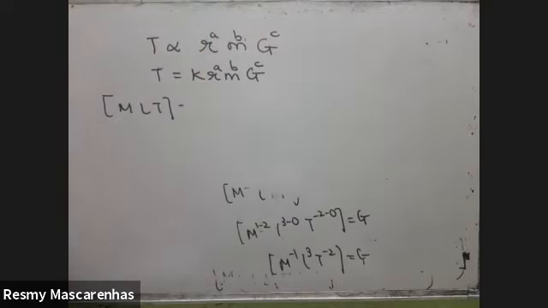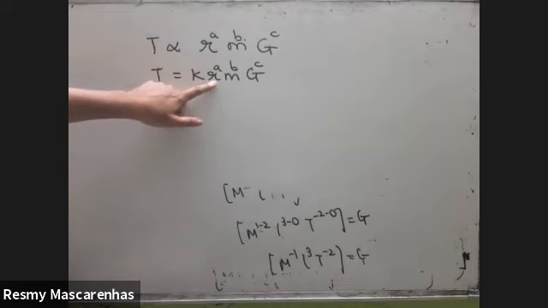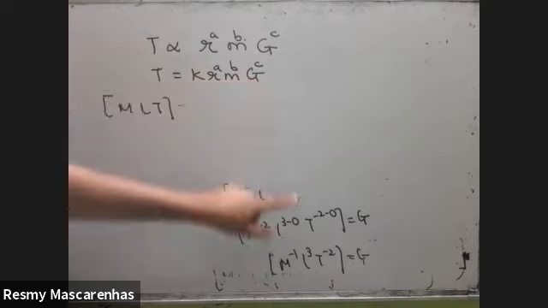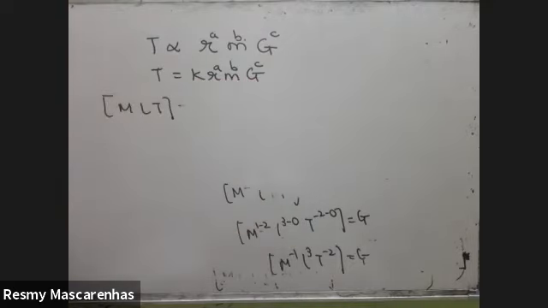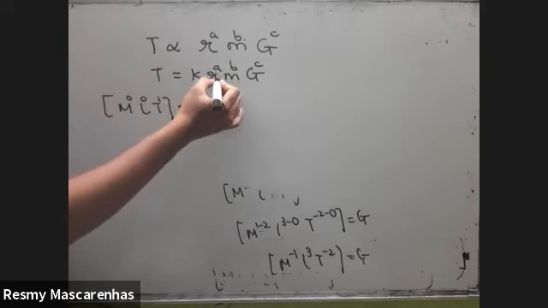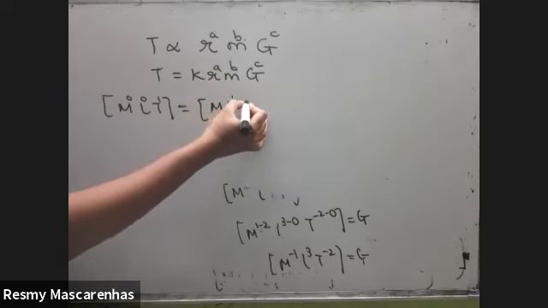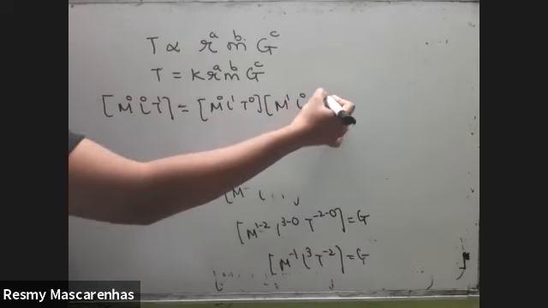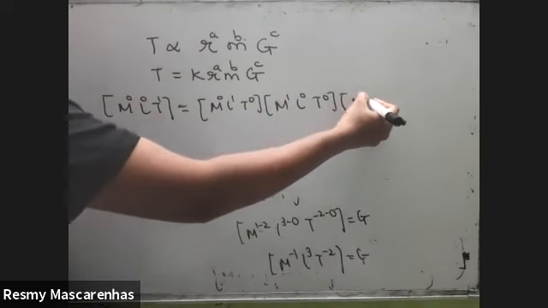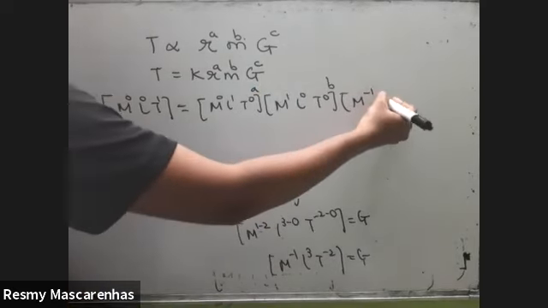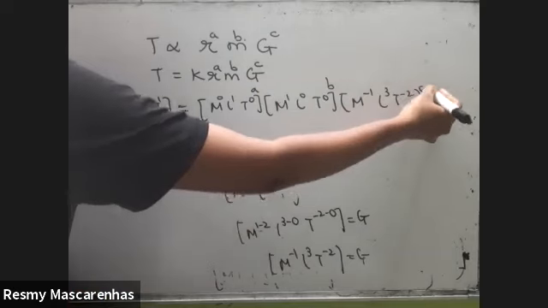Now you substitute. R means radius, that will be length. M means mass, only M will be this. And G, just now we got to put it here. Radius means length, mass will be 1. And now solve.